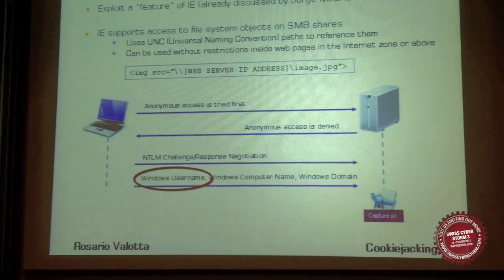Okay. In order to steal the victim username, we are going to exploit a feature of Internet Explorer that was already discussed last year by another researcher, Juan Medina. Basically, Internet Explorer lets you access some resources over remote SMB shares using the UNC notation. So if you define a tag inside your web page, for instance an image, and set the source of this image with \\server IP\image, the browser is able to retrieve this image when you are browsing in the internet zone.